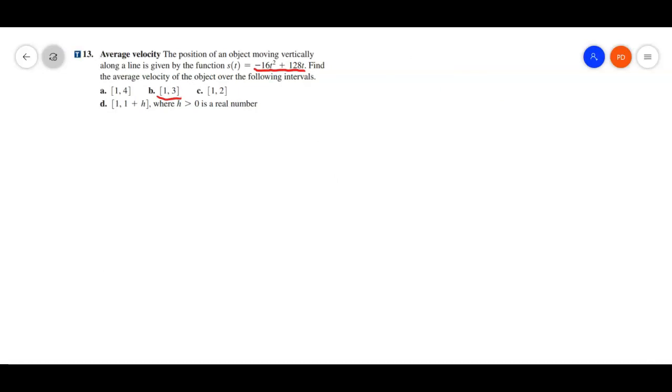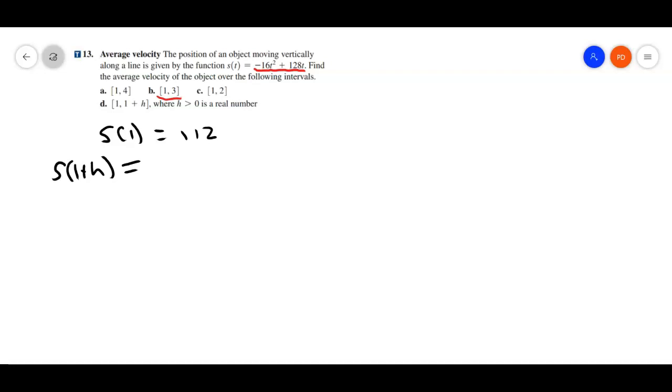You can always go back if you missed those first 3 answers. Most students don't have trouble with those. They have trouble with this part D. So we found S of 1 already. And S of 1 was 112. And that's not going to change for part D. The problem we have is, how do we find S of 1 plus h? Well, it doesn't come out to be a number. It will be an algebraic expression that has h's in it.